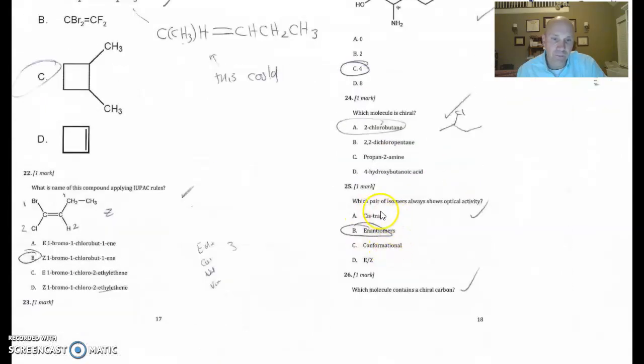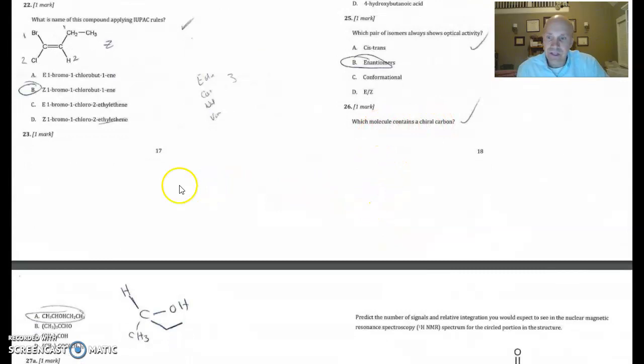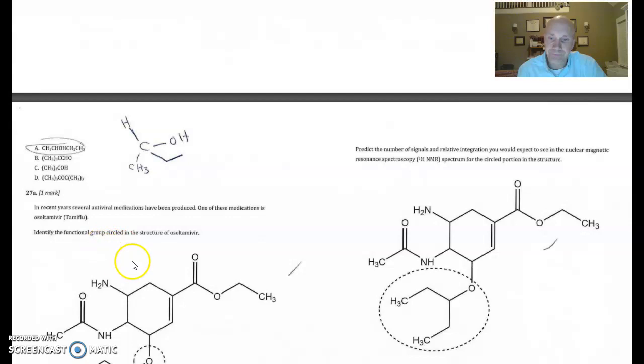All right, which molecule is chiral? This would be the structure right here. That would be a chiral center right there. So that's A, which shows optical activity in the enantiomers. And 26, which contains a chiral carbon. All right, so if I take this molecule and draw it as a structure, you can see this carbon right here contains 4 different groups. That makes it a chiral center.